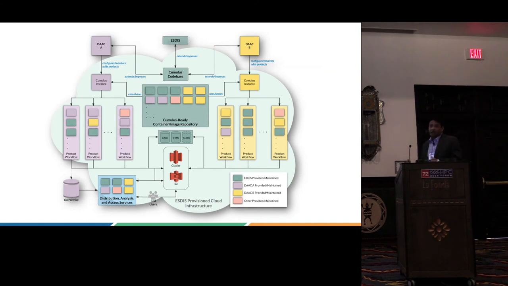So this is what we hope the future would look like, where we have different instances of Cumulus running on this cloud with different workflows. The data can then be stored on S3 or Glacier, depending on the demand for the data set. There is a container repository for the processing steps that can be shared across the community. And the code base is also open and shared, so people can come and improve this workflow system as they need. And then people can build new applications on top of the data storage that exists.